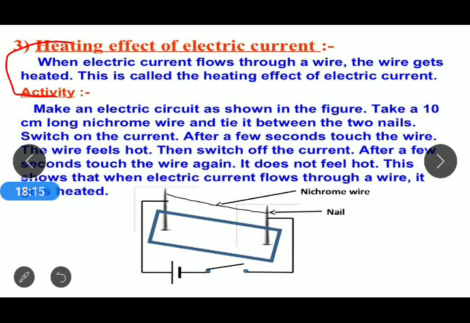Here, from a wire, the wire gets heated. This is called the heating effect of electric current. So the basic definition of the heating effect of electric current is: when electric current flows through a wire, the wire gets heated. This is called the heating effect of electric current.